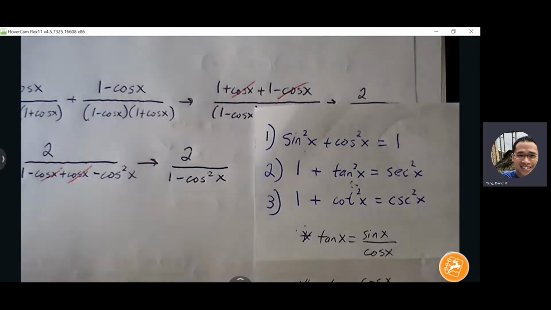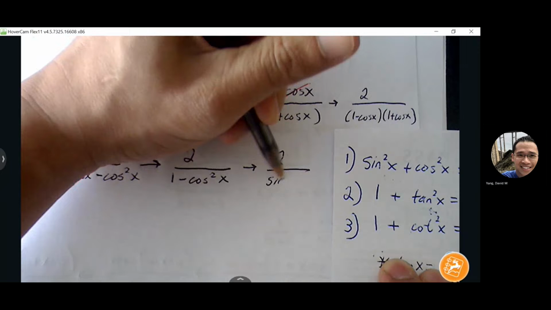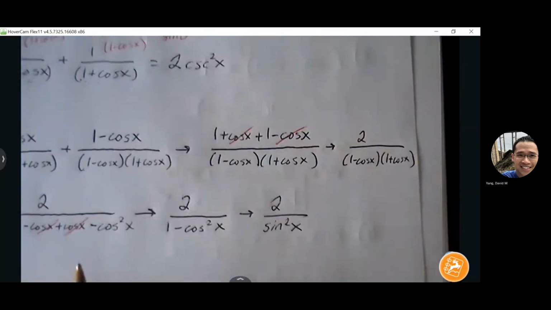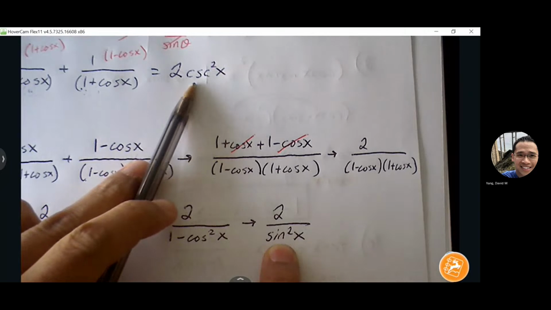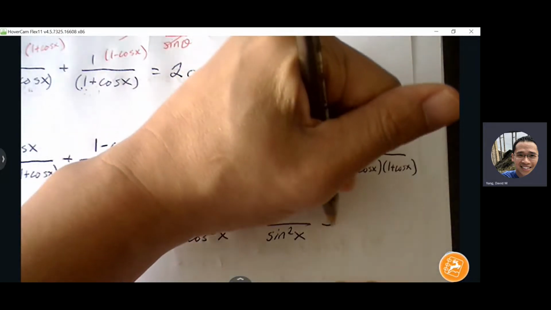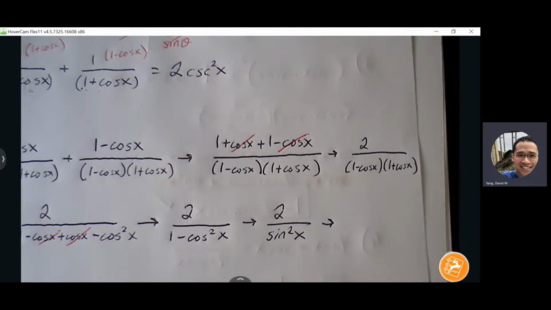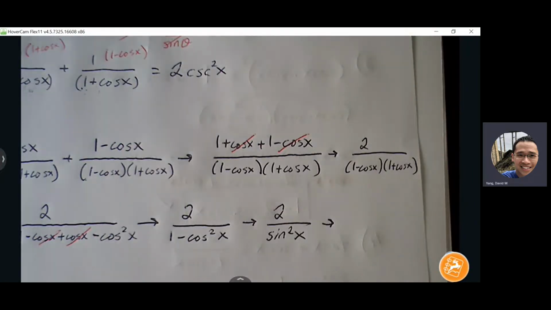Identity, right? 1 minus cosine squared x is an identity. If I rearrange that identity, 1 minus cosine squared x equals sine squared x. Okay, I'm getting close. 1 over sine squared is the same thing as cosecant squared, right? So if I just flip that sine squared up to the top, I can turn it into cosecant squared because sine and cosecant are reciprocals of each other.